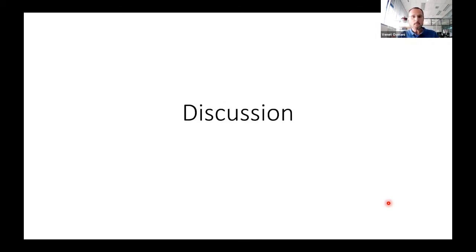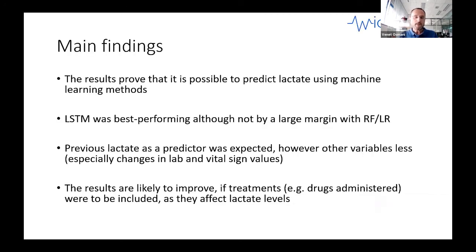Okay, so in terms of discussion, now I'm coming really to the last part of this presentation. What were the main findings? Our results really prove that it's possible to predict lactate and also provide early warning signs of patient deterioration using machine learning methods. In our case, LSTM was best performing. But what was interesting is that there wasn't a very large margin with random forest and logistic regression.